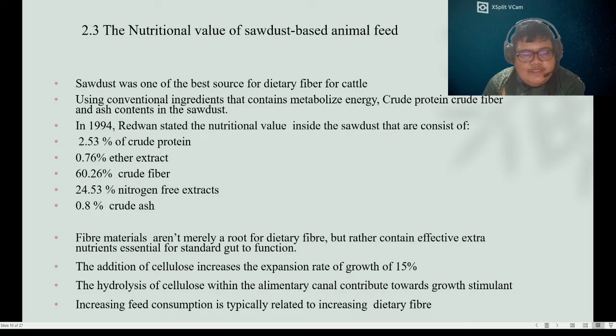Fiber materials are not merely a source of dietary fiber, but rather contain effective extra nutrients essential for standard gut function. The addition of cellulose increases the specific rate of growth by 50%. The hydrolysis of cellulose inside the alimentary canal contributes to the growth of the stimulant. Then increased feed consumption is typically related to the increase of dietary fiber.